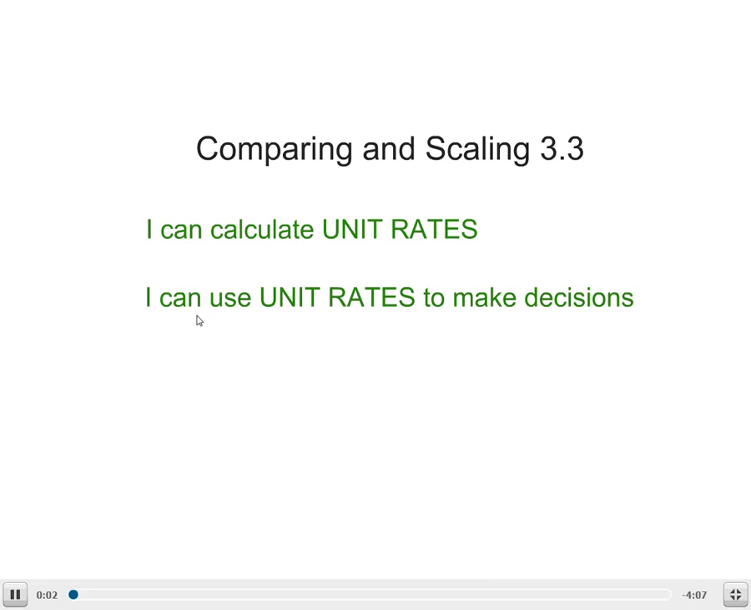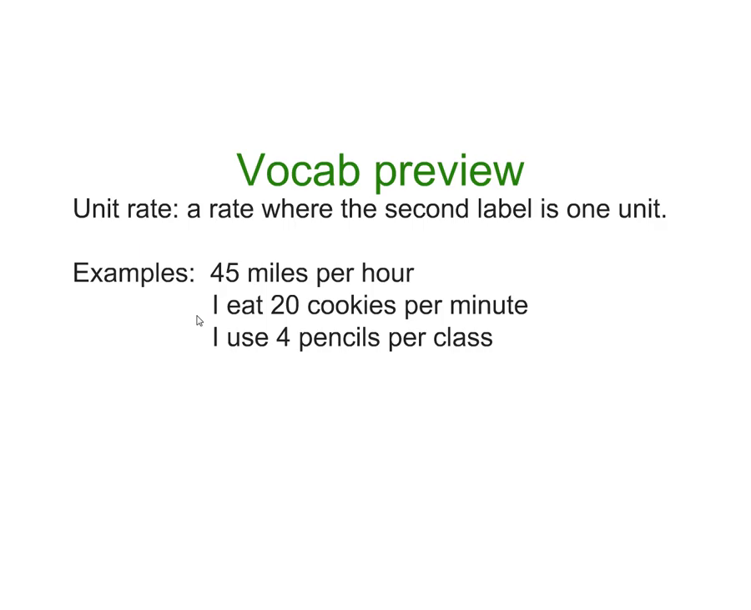Looking at Comparing and Scaling 3.3, we're going to be looking at unit rates, and this is some very applicable information. Please make sure that you look at unit rates and how they apply to your life, because we're going to use them to make decisions. A unit rate is a rate where the second label is 1 unit. That may not mean anything to you. Hopefully it should, though. But these are the rates.